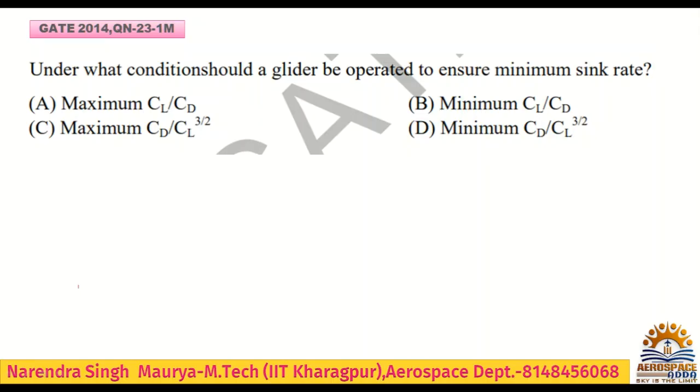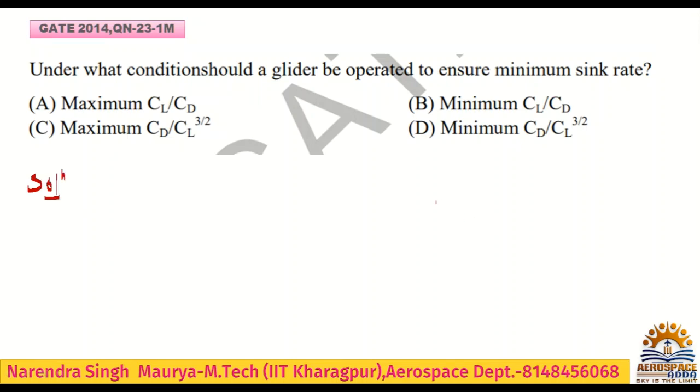Hello everyone, myself Naren Singh Maurya, and I hope you all are doing well. So, guys, today we are going to solve the GATE 2014 performance problem. This is question number 23, asked for 1 mark. It asks: for what condition should a glider be operated to ensure minimum sink rate? Minimum sink rate. Okay, so now we'll have the solution.